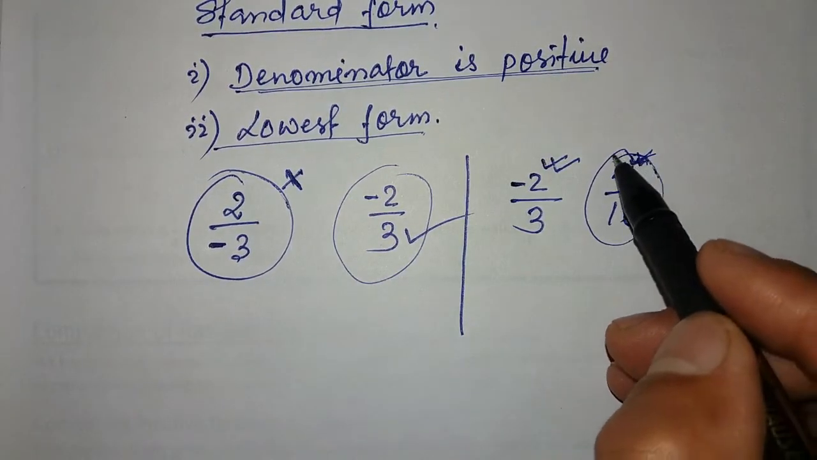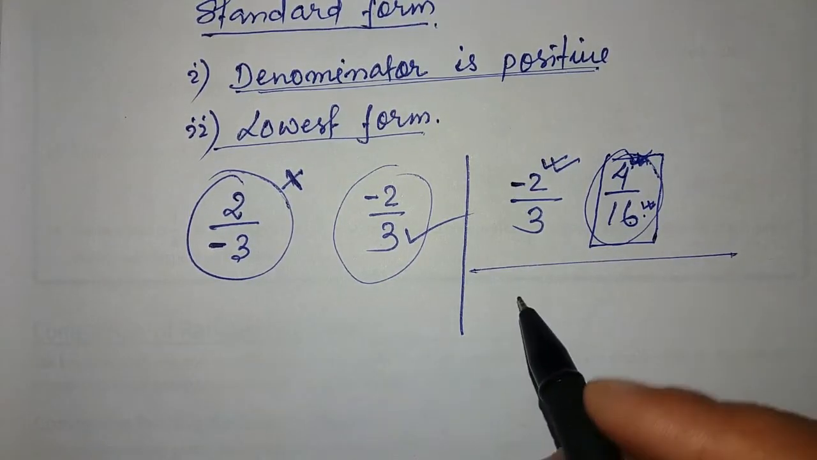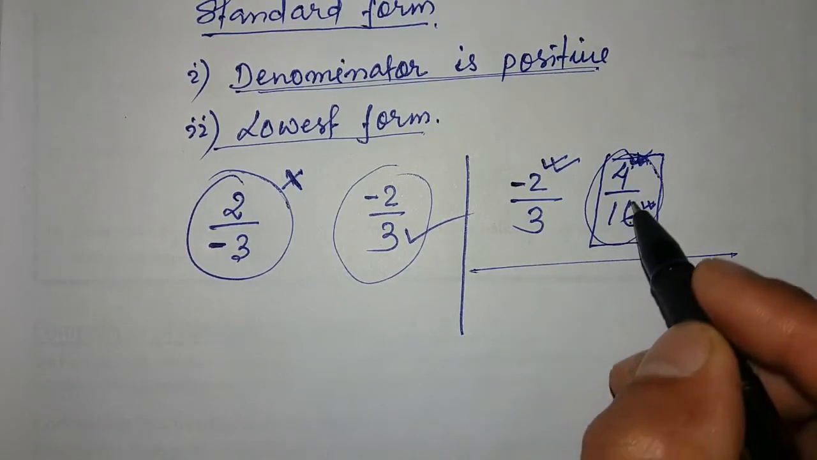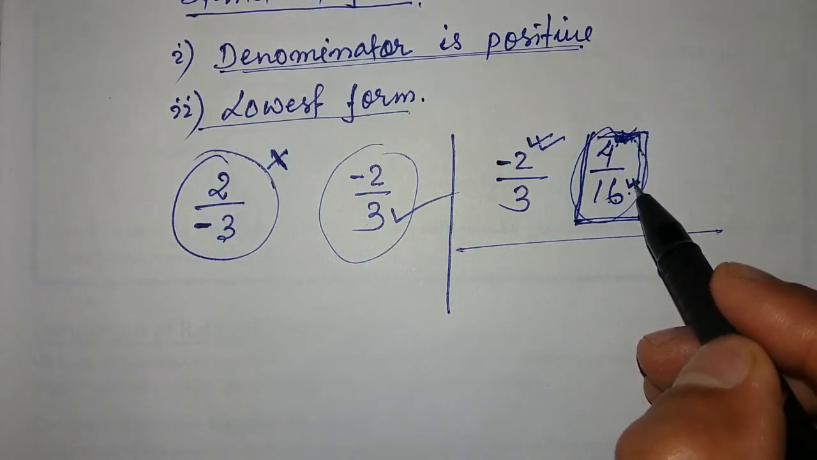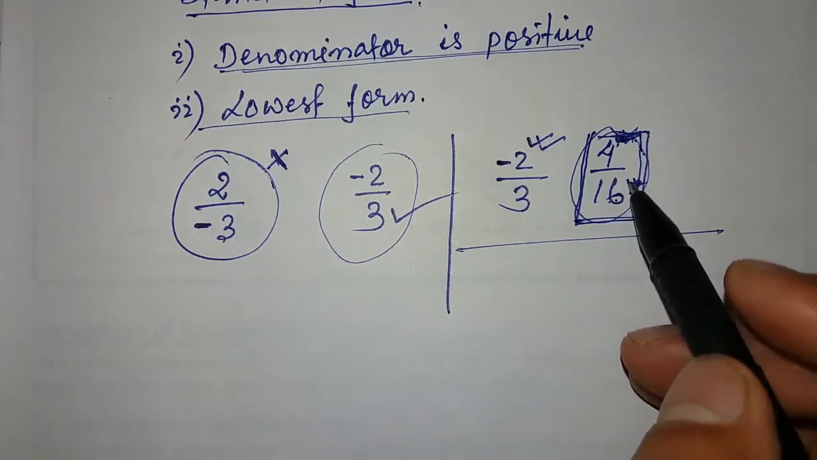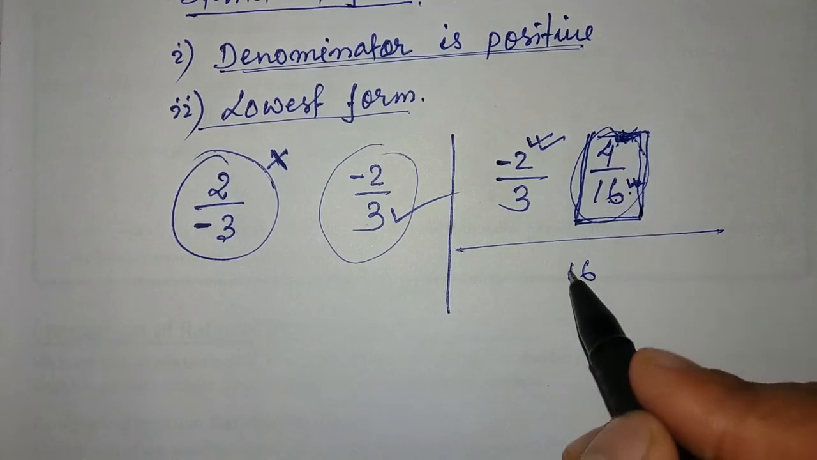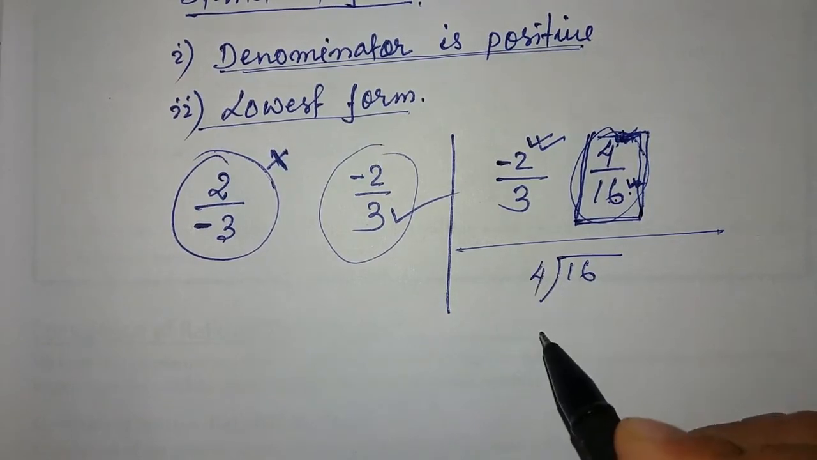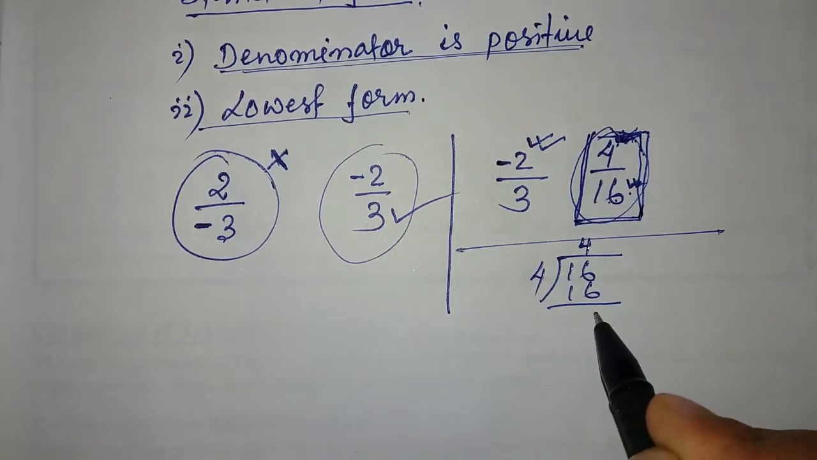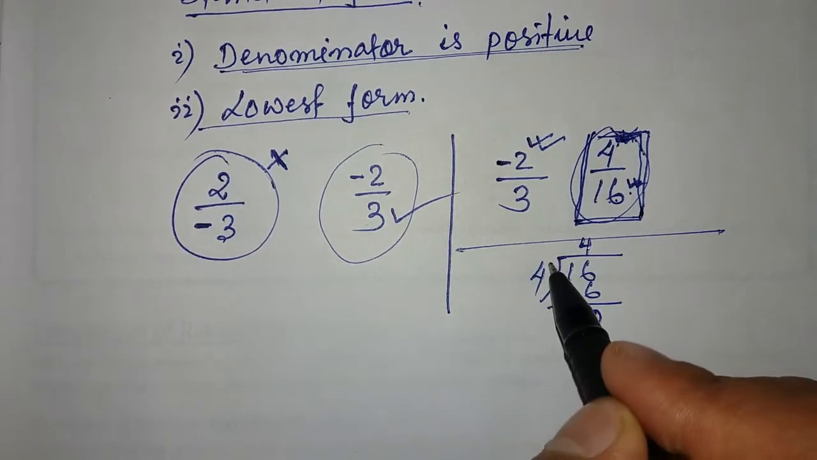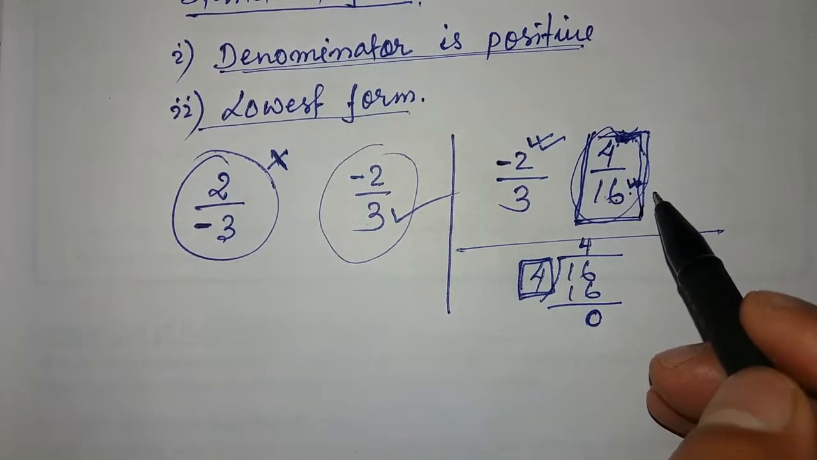To convert this into standard form, first you will find the HCF. To find the HCF of 4 and 16, you divide the bigger number by the smaller number. Here the bigger number is 16 and the smaller number is 4. So you divide by 4. 4 ones are 4, 4 fours are 16. The remainder is 0, so this is the HCF. That means the HCF of 4 and 16 is 4.